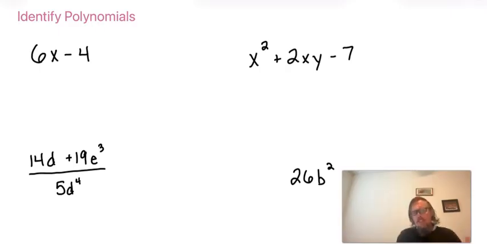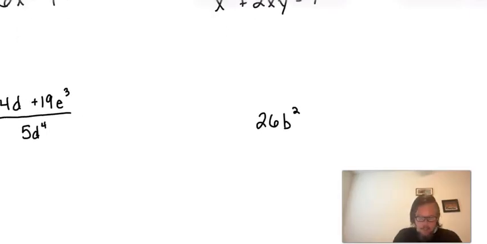So we've already learned previously what a monomial is, and a monomial is a single term, and we separate terms with pluses and minuses. So a polynomial is a series of terms separated by just pluses and minuses. And so when we look at these four expressions, hopefully right away you can identify the monomial, and that is the 26b squared. So 26b squared is a polynomial, and specifically it's a monomial because it has one term. Mono means one.